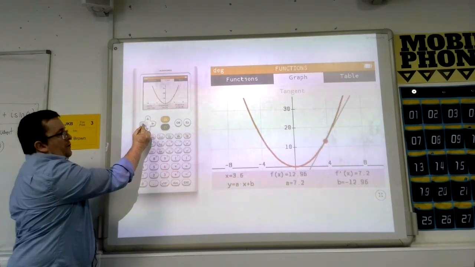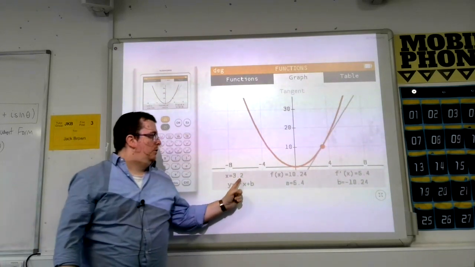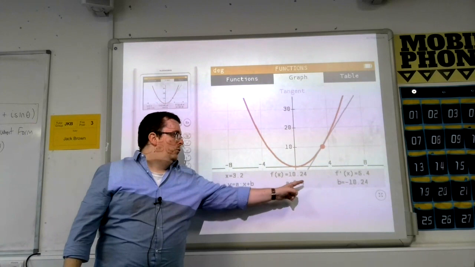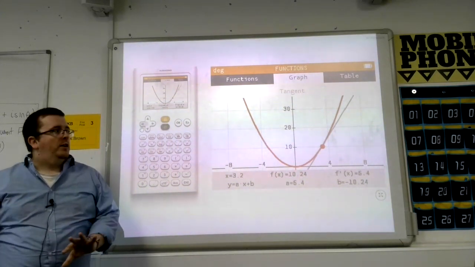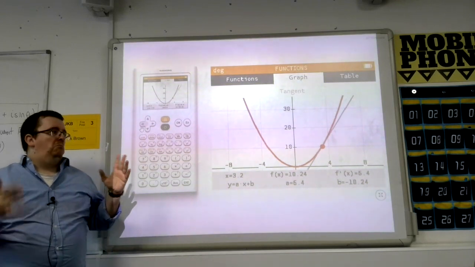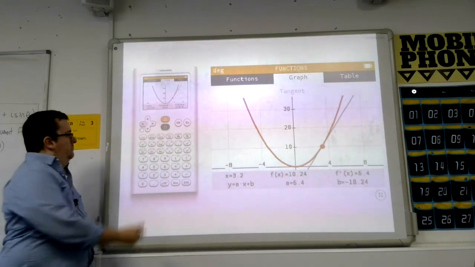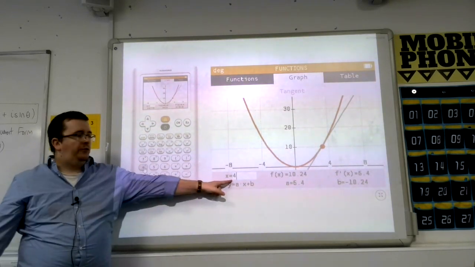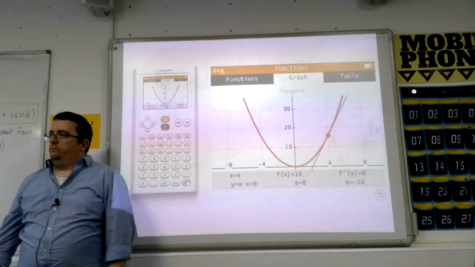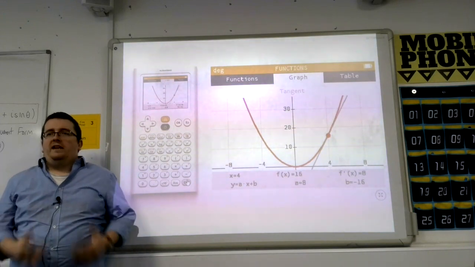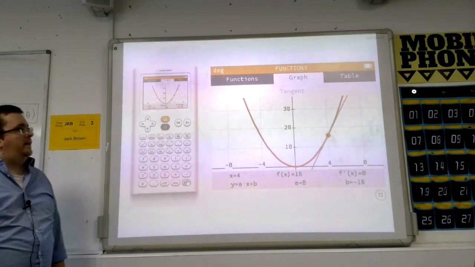Right, so it draws you the tangent line and tells you for each x value what the a and the b would be. So if I wanted to know what the tangent line was at x equals 4, type in 4, you can see that's changed down there, execute, and it goes straight to that one. Okay, so I don't need to do loads of button presses to get there.